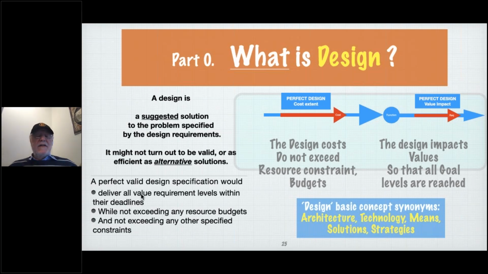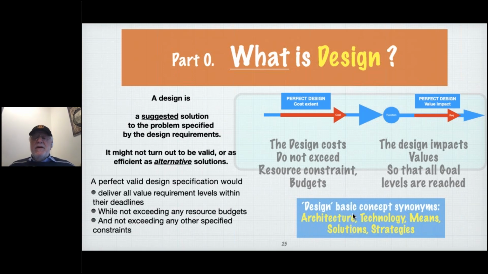In other words, it delivers the levels of values we have specified that we want without exceeding any resource budgets, and that means people, time, money, space, and things like that. And it also does not exceed any other specified constraints, such as European Union GDPR privacy laws, and things like that. There's plenty of those.